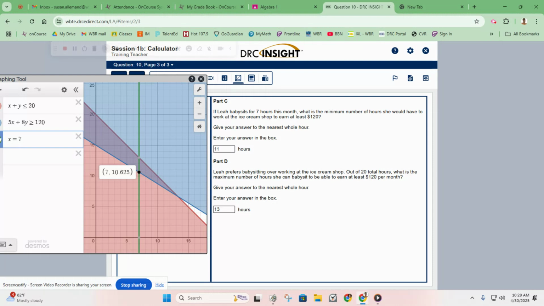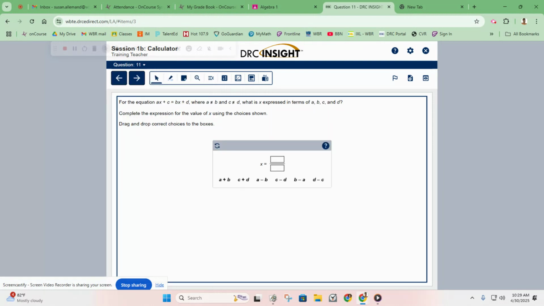All right, so is everybody good with part C and D of this question? Yes. Let's arrow to number 11. For this one, I'm gonna have to go back to that flip chart just because I have to, this one is not a Desmos one, this is a writing one.